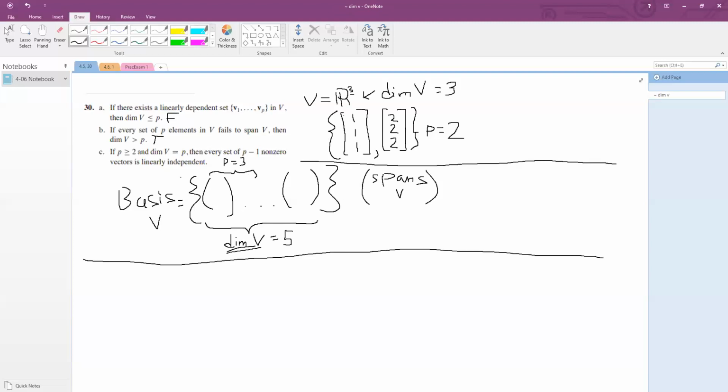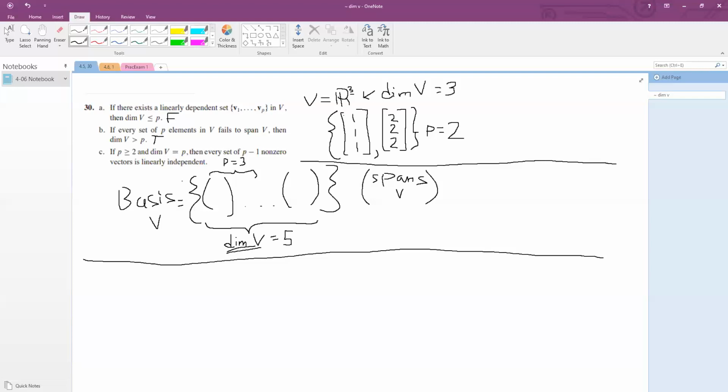All right, and then finally part C here. Part C asks us if P is bigger than or equal to 2 and the dimension of V is equal to P, then every set of P minus 1 non-zero vectors is linearly independent. All right, for this one, I'm not going to tell you right off, but I am going to say, look at our first counterexample that we did and think about how that could be used here.